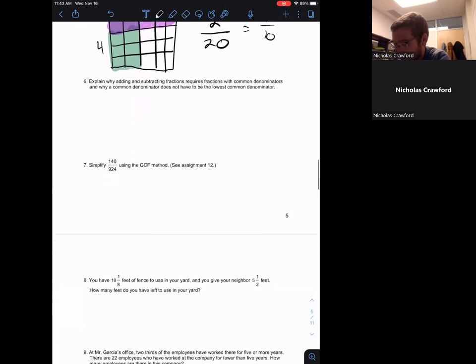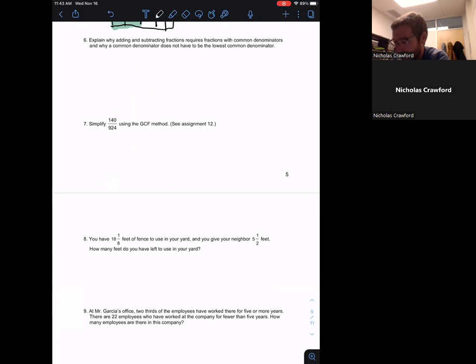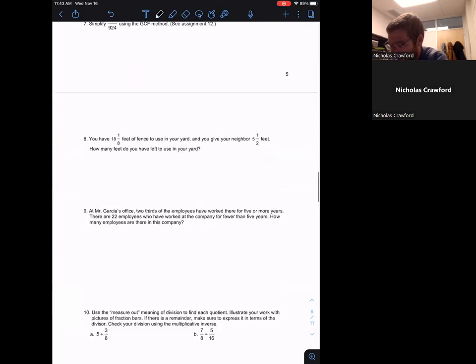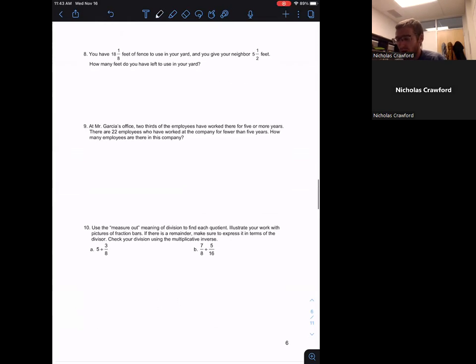Number 6, I'll allow you to do. Number 7, I will also allow you to do. And then these are just more word problems, right? So let's try this. So you have 18 1/8 feet of fence to use in your yard, and you give your neighbor 5.5. How many feet do you have left to use in your yard?